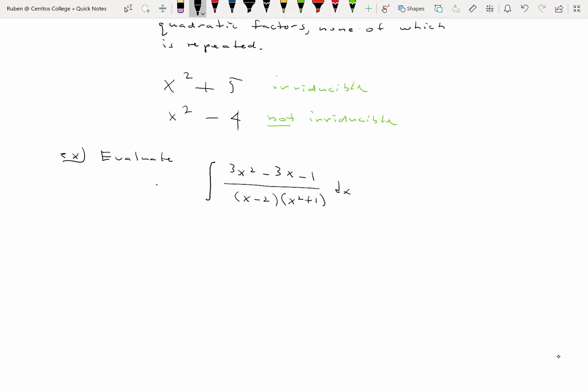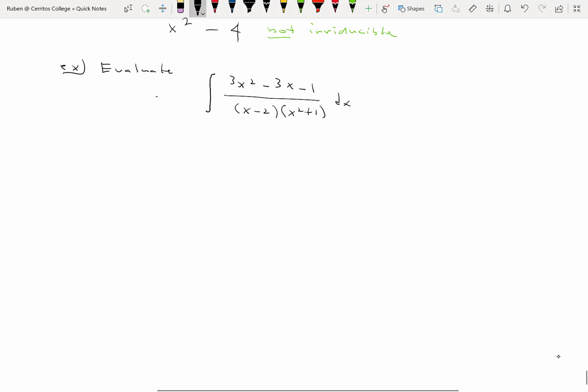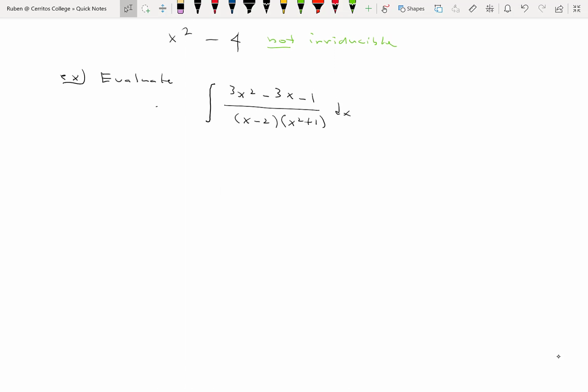In this case, we have a linear factor, x minus 2, and an irreducible factor, one that can't be factored using whole numbers, x squared plus 1. Okay. So let's dig in. What does the method say? The method says essentially the same thing for all these cases. We have the result, the algebraic result of adding simpler fractions together, and we want to go backwards and produce what the original fractions were.